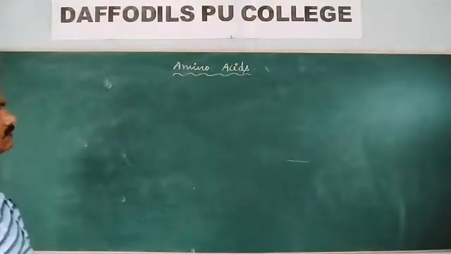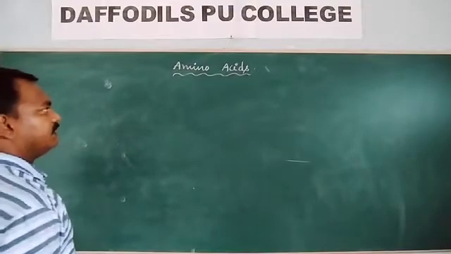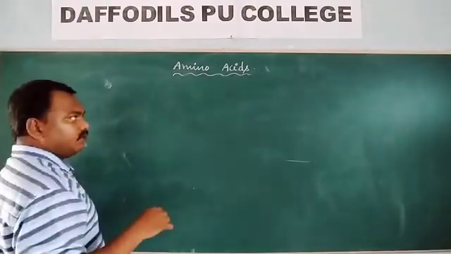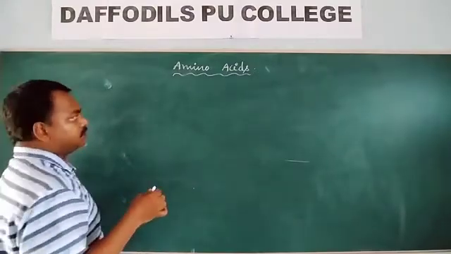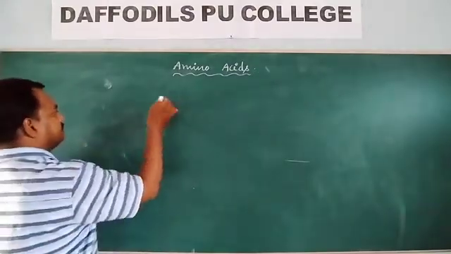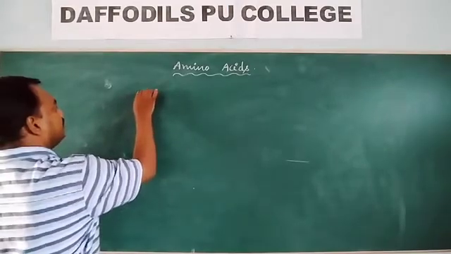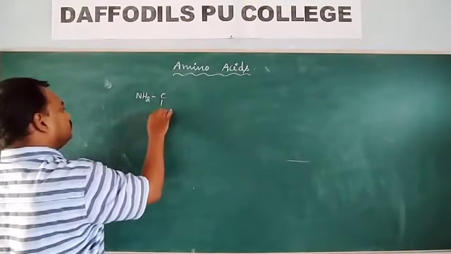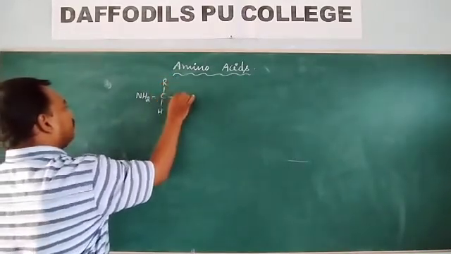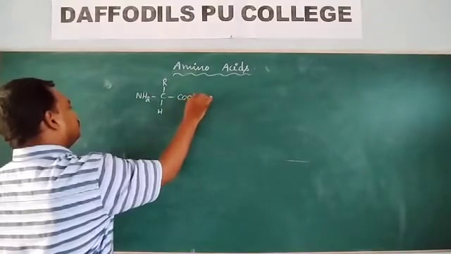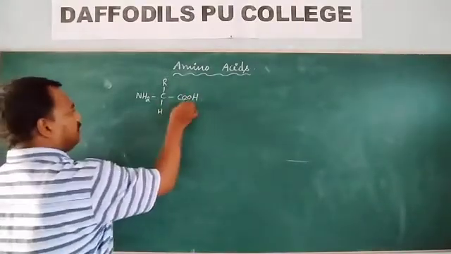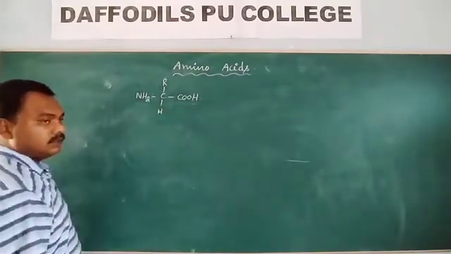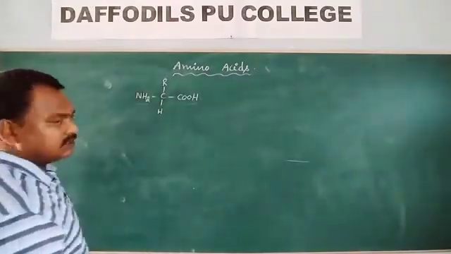Amino acids. What are amino acids? Molecules which contain both amine group and carboxylic acid groups are known as amino acids. So look at this molecule. This molecule contains amine group and carboxylic acid. So this is an amino acid.